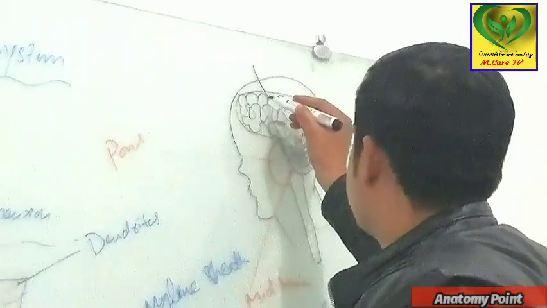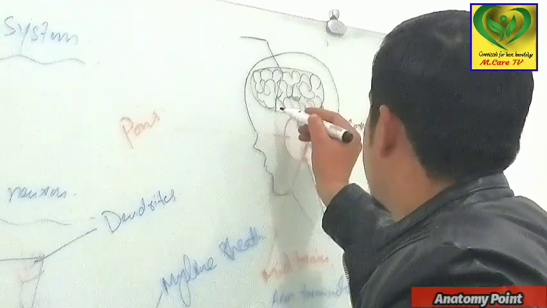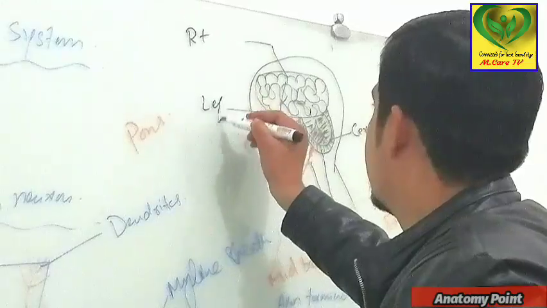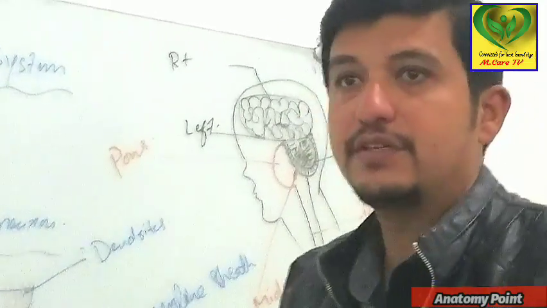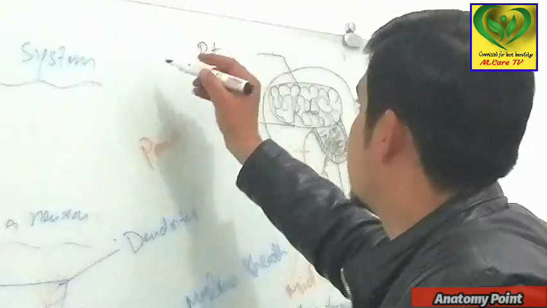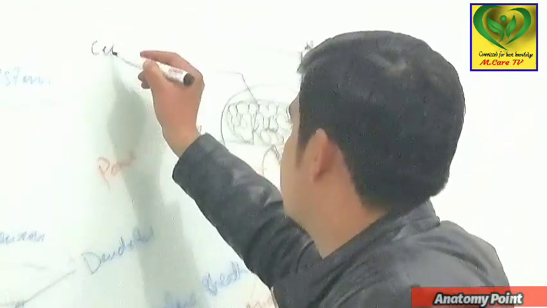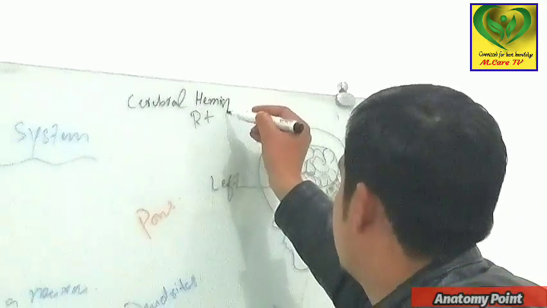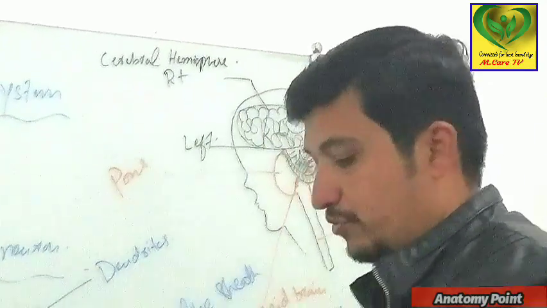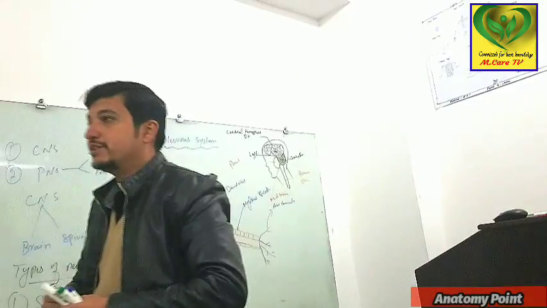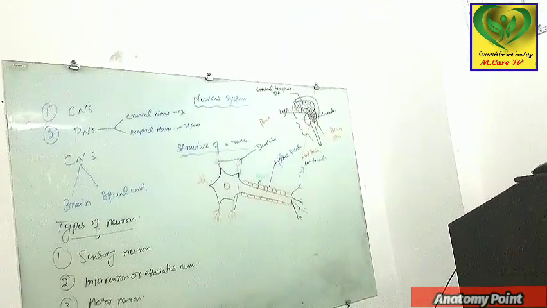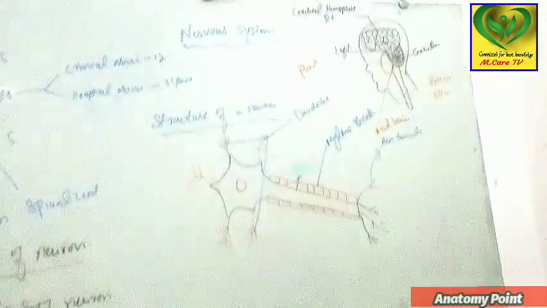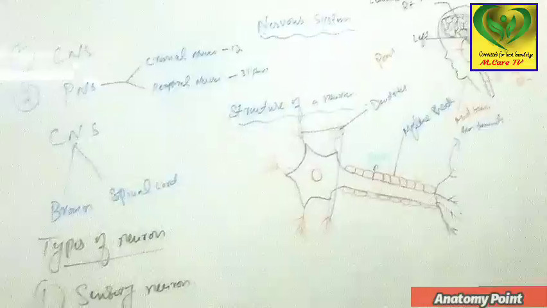There are two hemispheres, the right and left cerebral hemispheres, which have the function of skilled movements, enhancing movements, and which help in language and memory. That is present here.